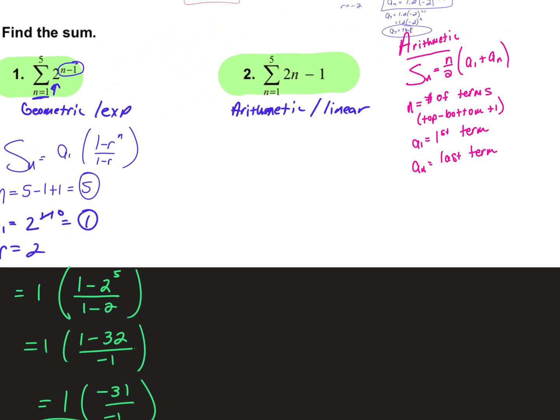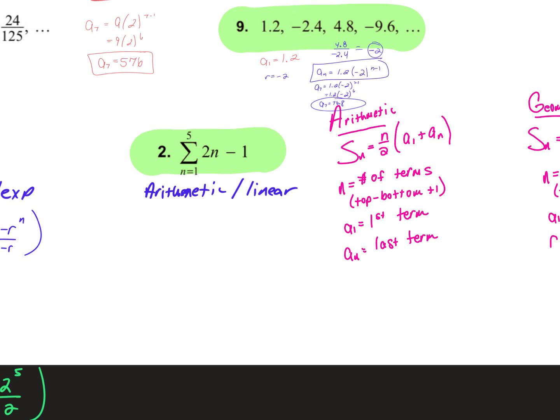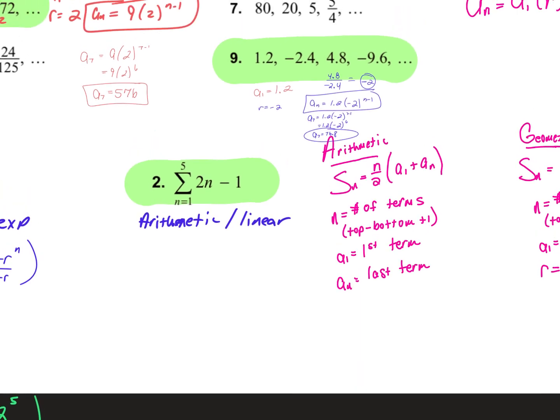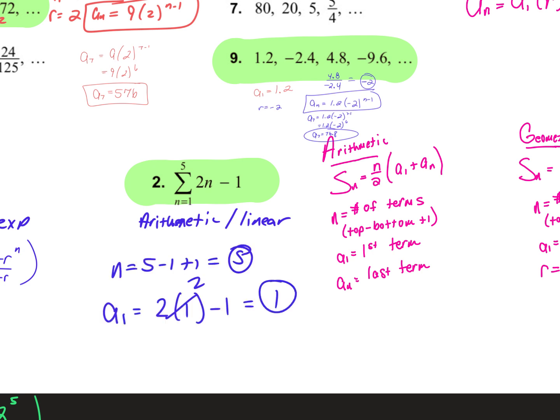Scoot on over here, and then we're done. I need to find my n, the number of numbers. Well, it's top minus bottom plus 1. 5 minus 1 is 4 plus 1 is 5. My first term, I'm plugging in 1, so it's 2 times 1 minus 1. 2 times 1 is 2. 2 minus 1 is 1. Again, that's not always the case.